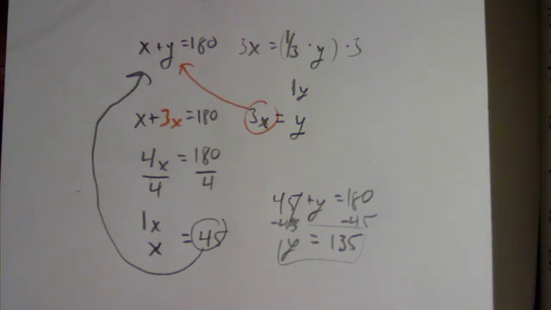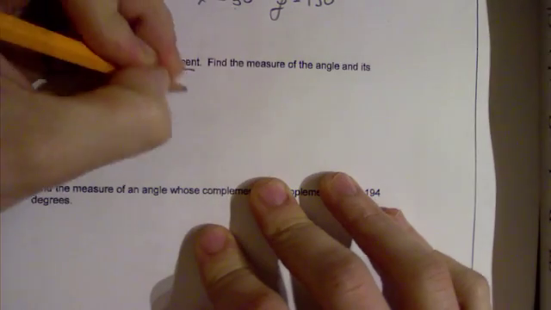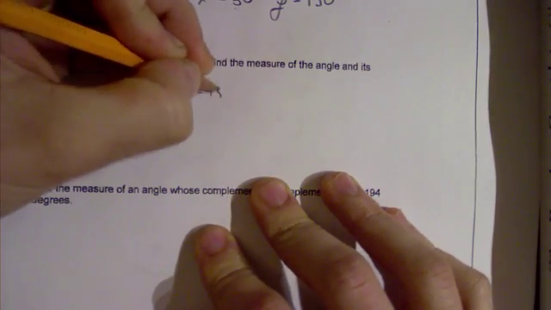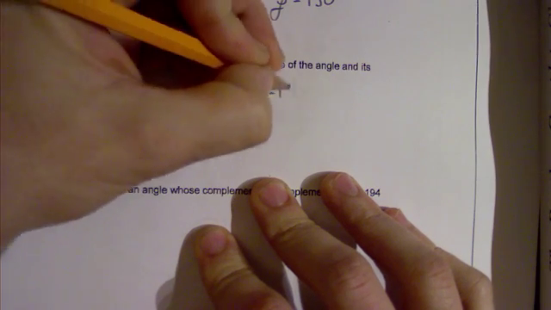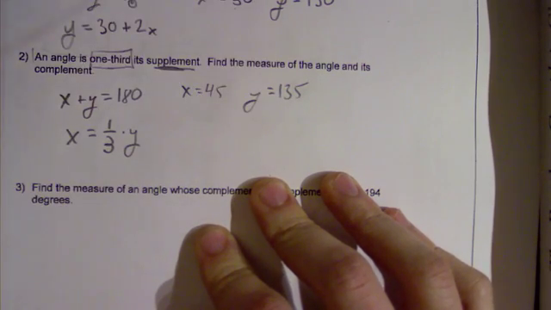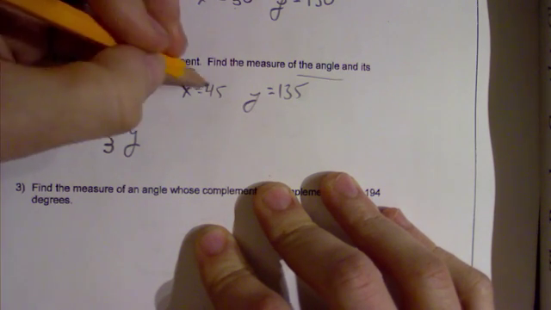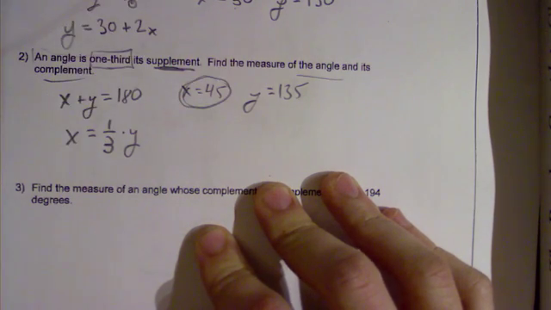So I have x is equal to 45, y is equal to 135. Now I need to find the measure of the angle and its complement. Well, the angle was 45 because the angle is 1/3 its supplement. So this is the angle we're talking about. Y is its supplement. And the angle is 1/3 its supplement.